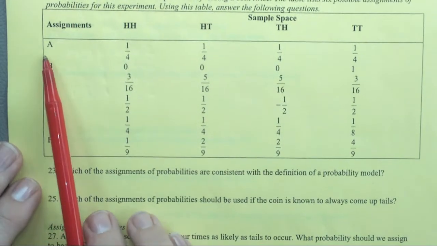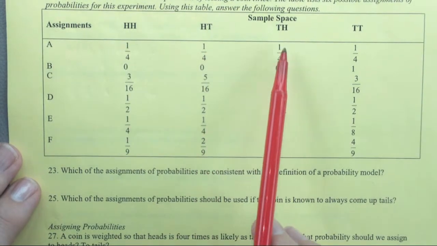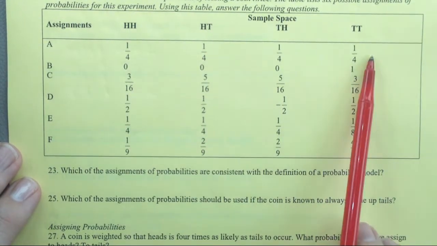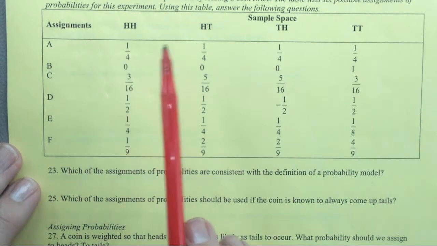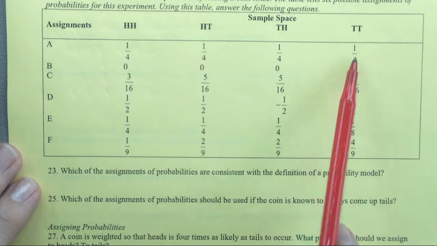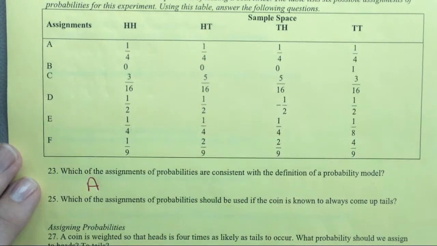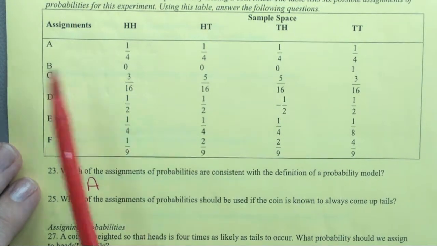So I'm going to go look at assignment A. 1/4, 1/4, 1/4, 1/4. Those are all fractions. They're all less than 1. None of those are negative. 1/4 plus 1/4 plus 1/4 plus 1/4 adds up to 1. So A definitely works. Let's go try B.